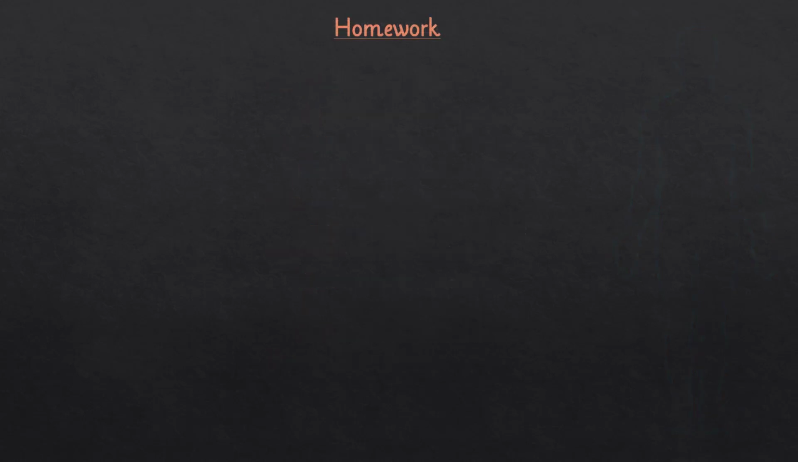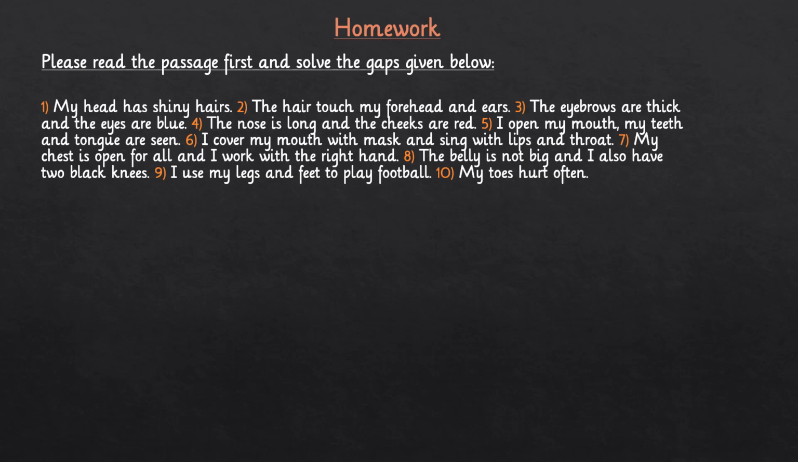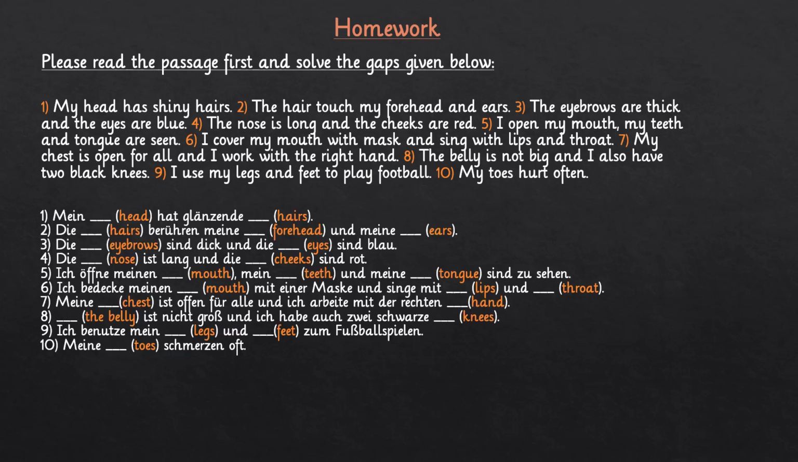And now we're going to homework. Now please read the passage first and solve the gaps given below. And here you can see a passage written by 1, 2, 3, 4, 5 and ends at 10. Like, my head has shiny hairs. The hair touch my forehead and ears. Okay, and it goes on.